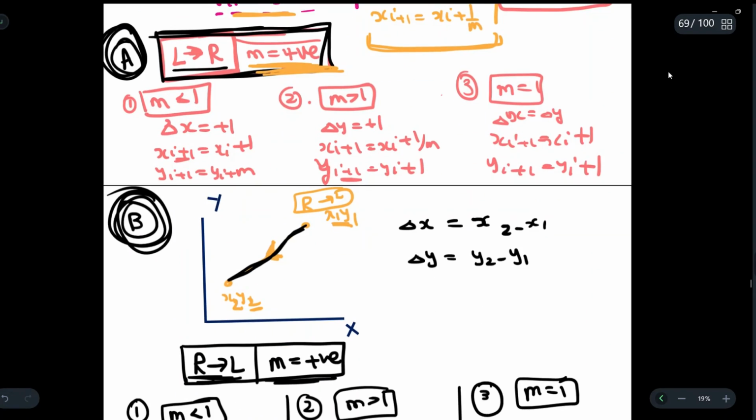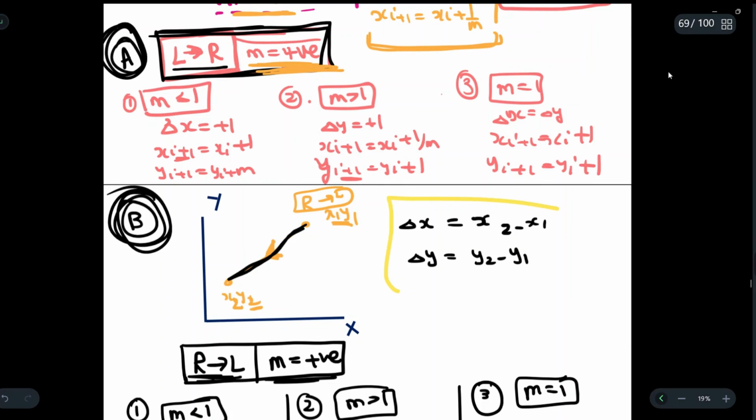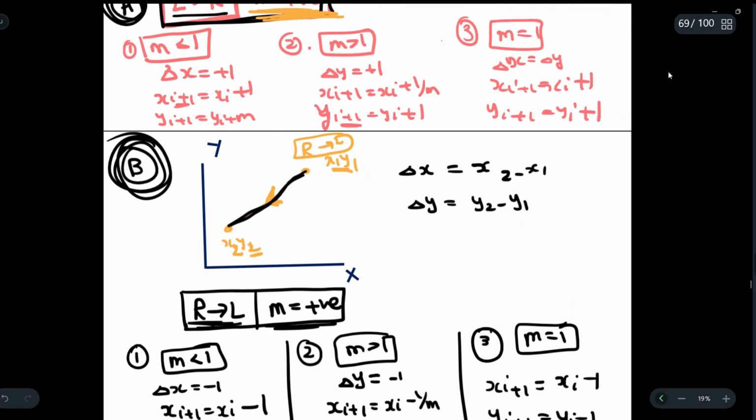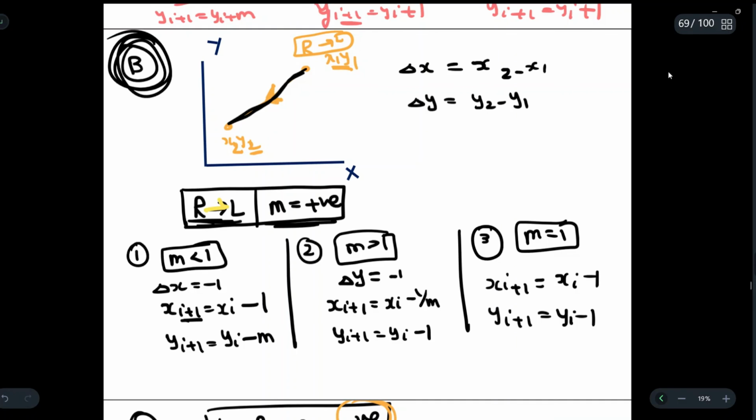Now secondly, for part B, we are moving from right to left, that is from the right end to the left end. And over here we wrote these formulas, as we had discussed earlier. Now over here we move from right to left, and m is positive. So we have taken m to be less than 1 as the first case. In that we took del x as minus 1, and we got the next x and y coordinates. Now over here we took m greater than 1, then we got the y coordinate, del y as minus 1, and we got the next x and y coordinates. And over here we had m is equal to 1, and so we simply decremented x and y in order to get our values.